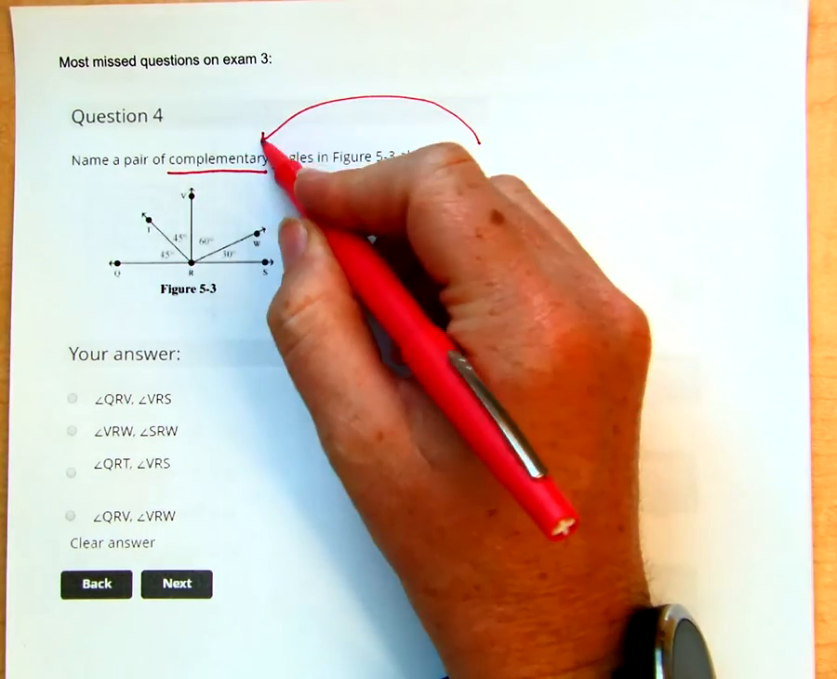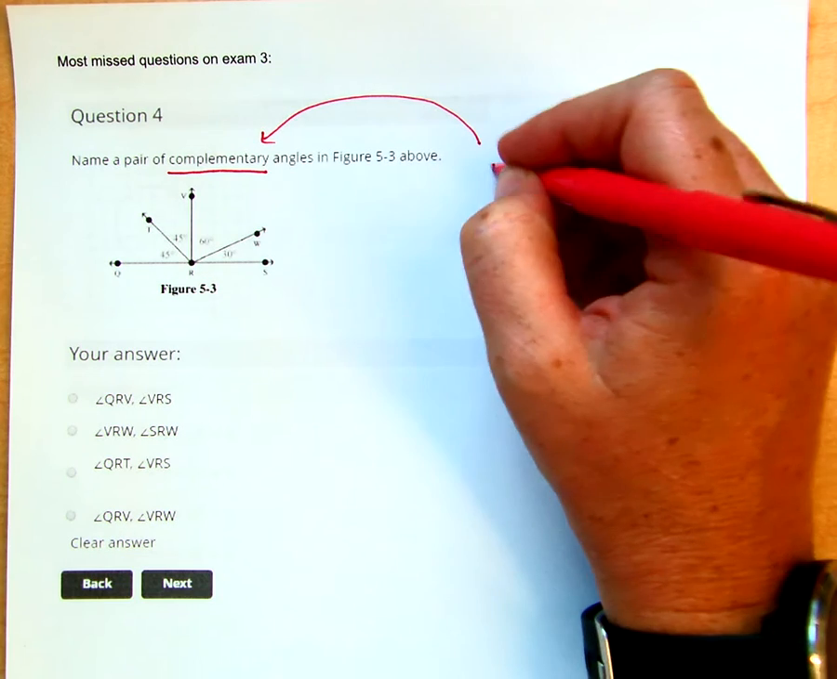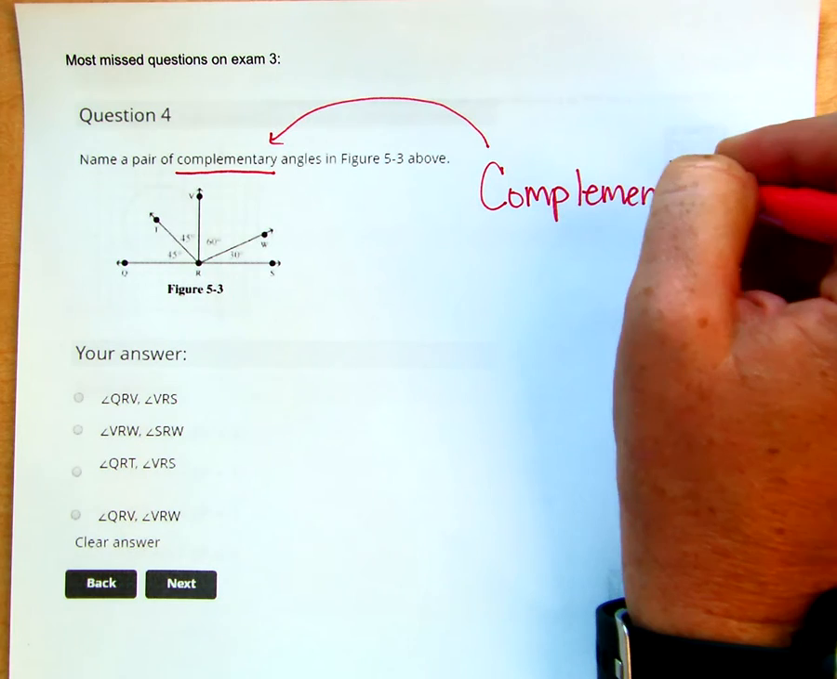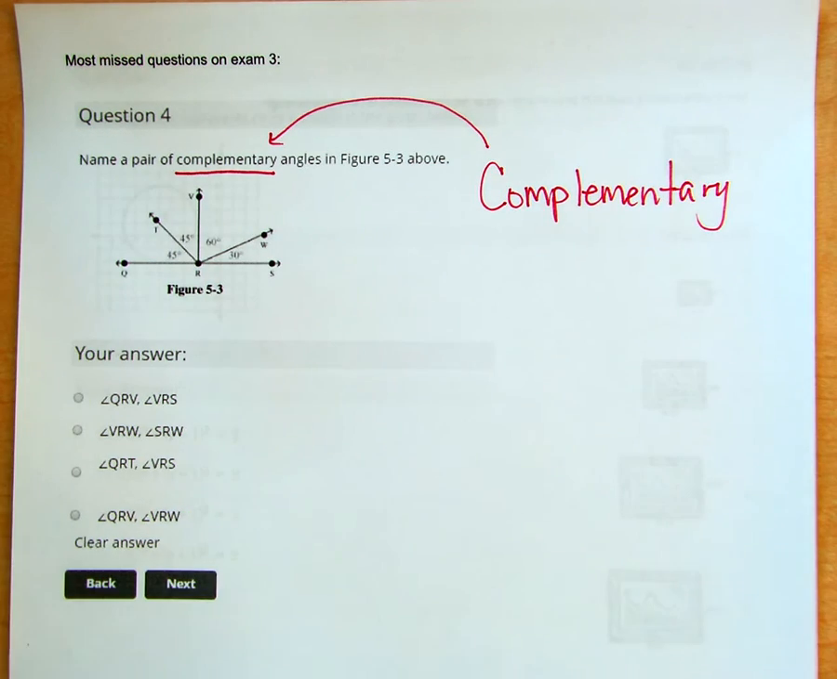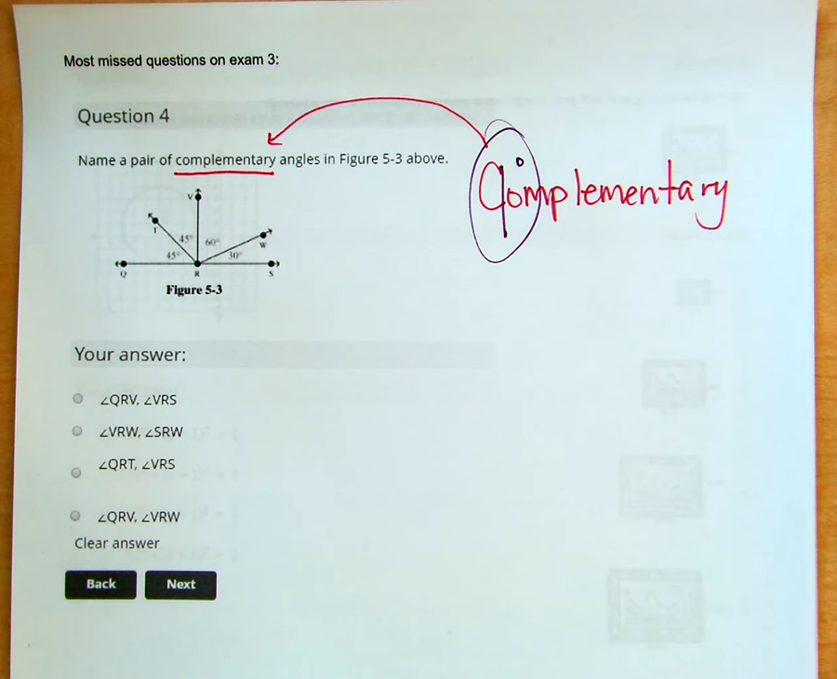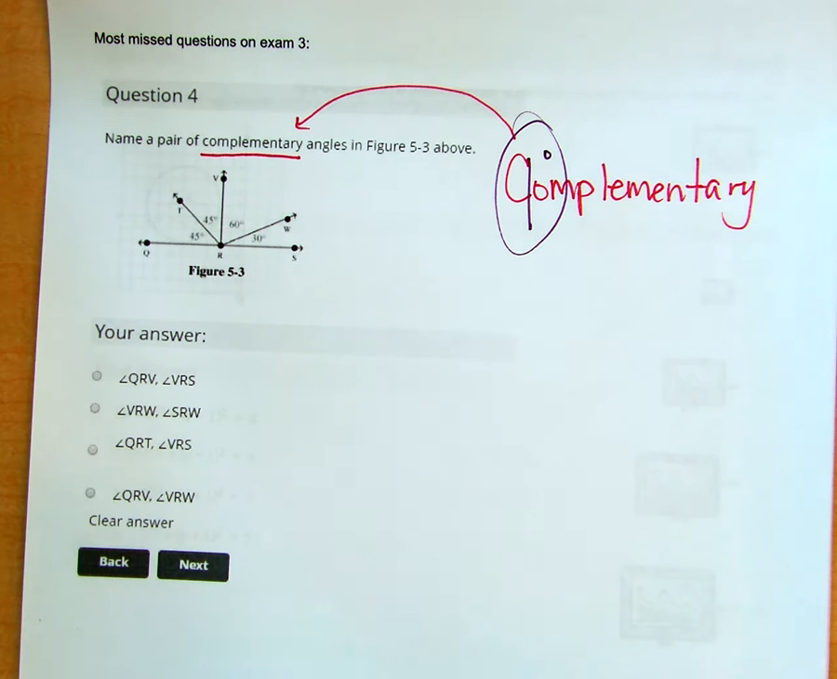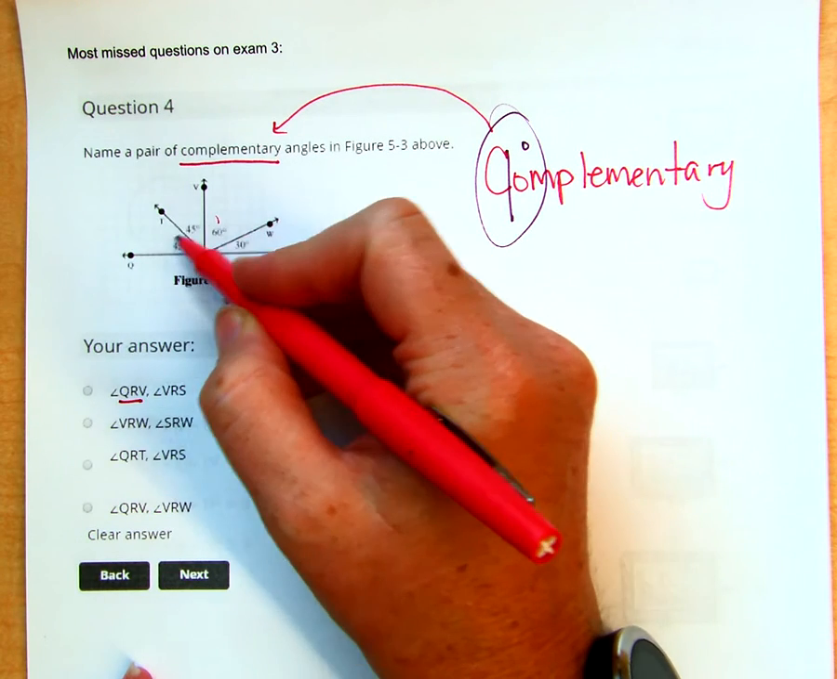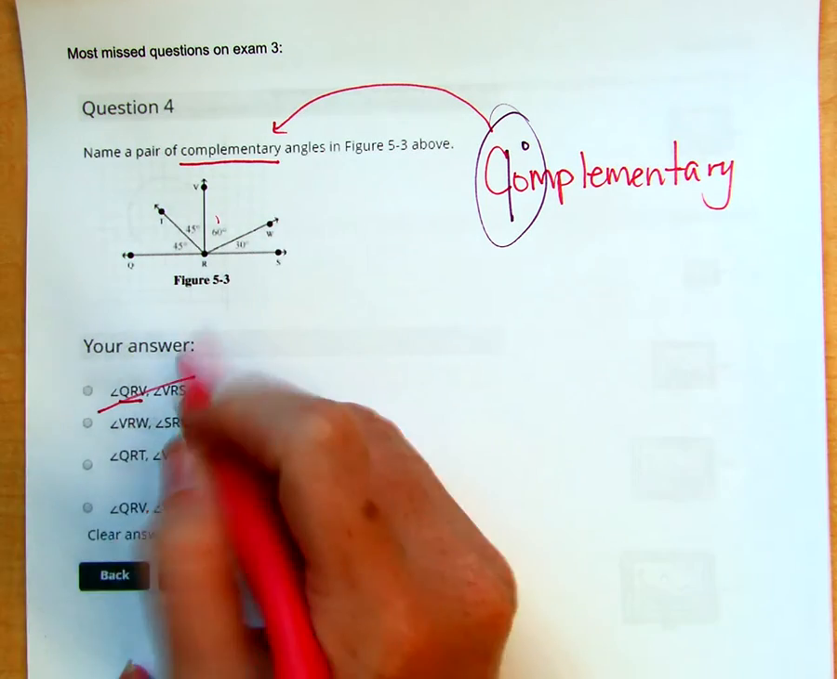So, of course, the first thing you need to remember is, what does complementary mean? If you will remember, we talked about a way that you can make complementary 90 degrees to help you remember that complementary is 90 degrees. So you know you're looking for a pair of angles in this list that when you add them together, they are 90. So QRV is 90 all by itself, so it's out.